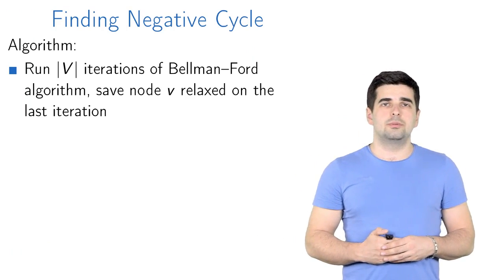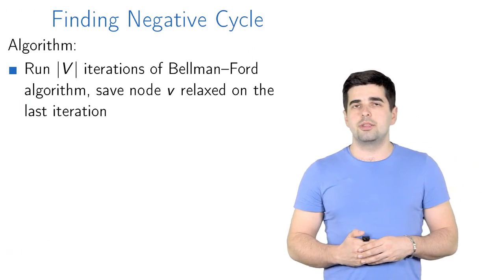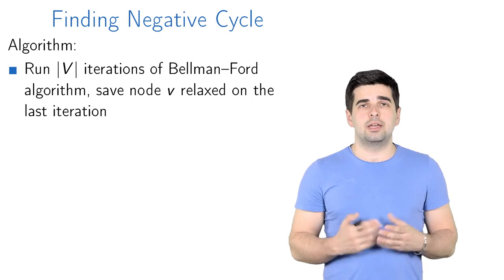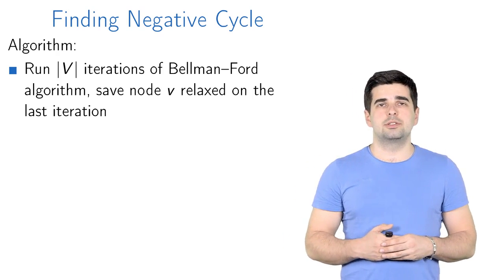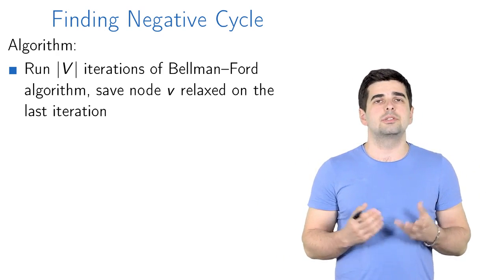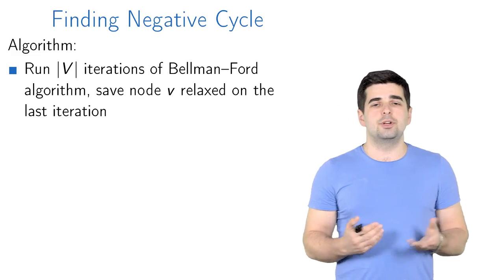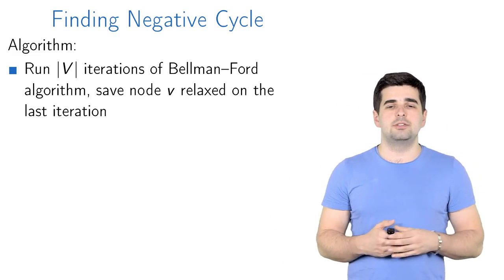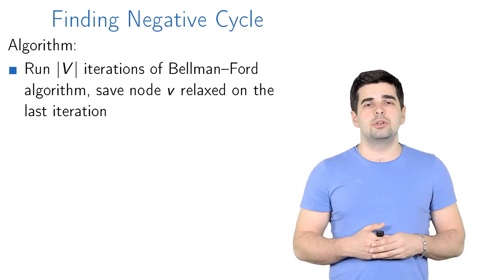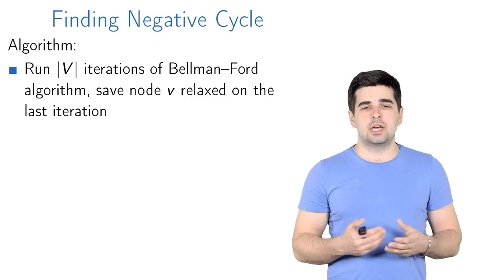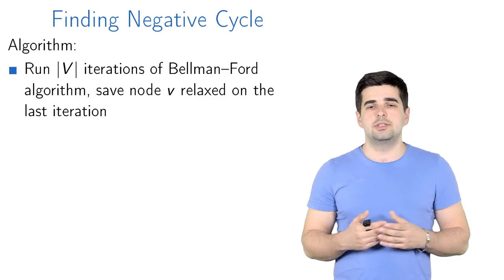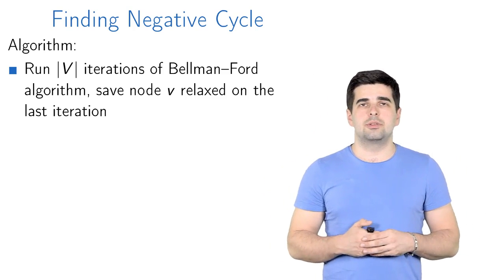Now we want not only to detect whether there is a negative cycle or not, we also want to find some negative cycle itself, at least one. Maybe there are many of them, but we want some negative cycle. So first we still need to run exactly v iterations of Bellman-Ford relaxation. And as we know, if there is a negative cycle, then for some node v, its dist value will be decreased on the last iteration.